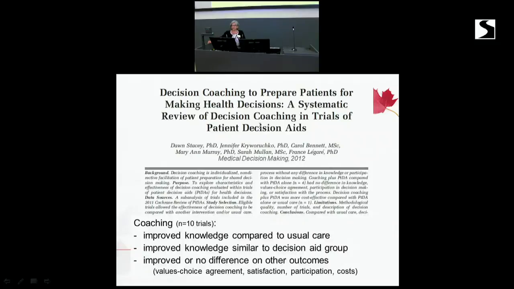We did a systematic review evaluating decision coaching used in trials of patient decision aids. What we found in the 10 trials that have used it is that it improved knowledge compared to usual care. It improved knowledge similar to the decision aid. So if they're randomized to decision coaching versus a decision aid, they were both similarly improved. And it either improved or showed no difference on the other outcomes around values, choice agreement, satisfaction, participation, and costs.